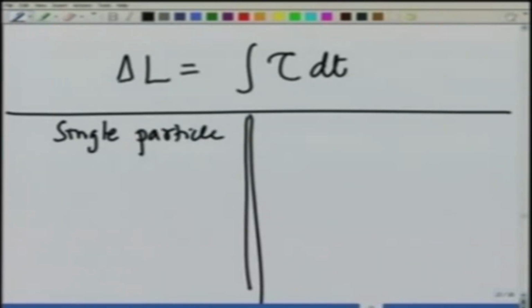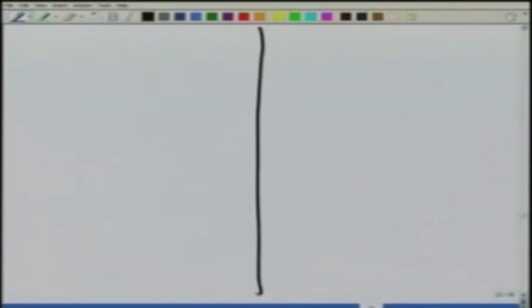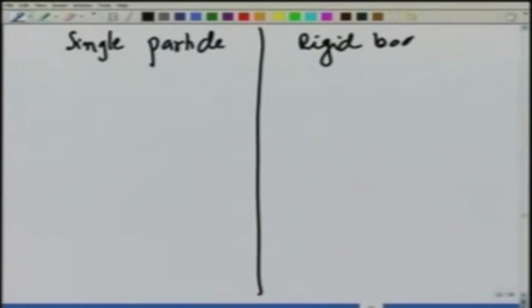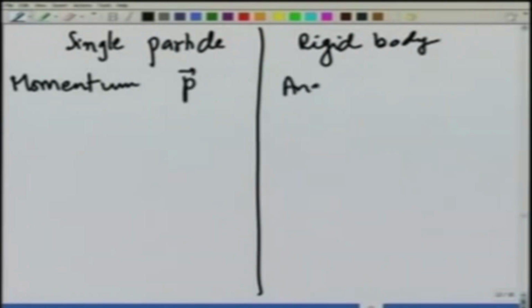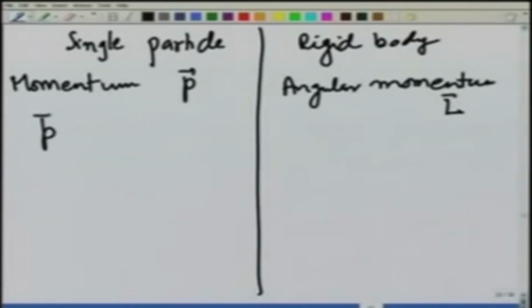So, let us see what are the equivalent quantities in single particle and rigid body dynamics in the case of rotation about a fixed axis. So, let me write single particle here and rigid body here. Here I have momentum P, here I have angular momentum L. Momentum P equals mv, and in the case that we have discussed so far, L along a particular axis equals I omega.